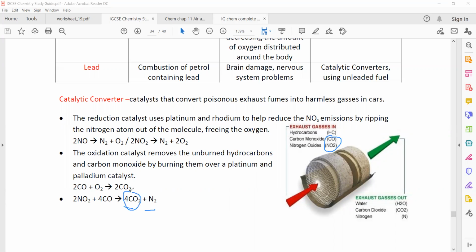So carbon dioxide can cause global warming, but it has less effect on the atmosphere and the human body as compared to carbon monoxide. And nitrogen is inert in nature, so it does not cause any harm to humans. So it reduces the emission of carbon monoxide and oxides of nitrogen. And what happens to the unburned carbon? Oxidation, because there are two things. One is an oxidation catalyst, another one is a reduction catalyst. And then the overall equation is there.